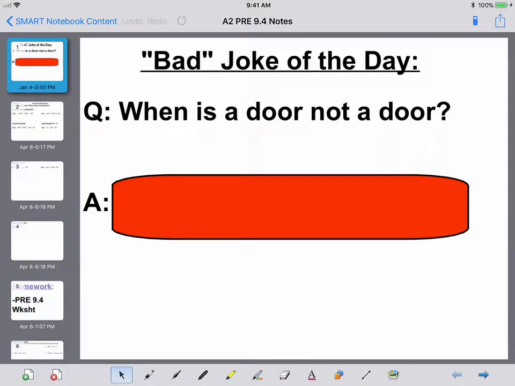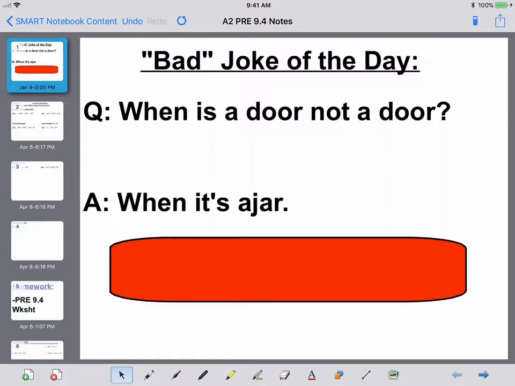Alright guys, welcome. This is Miss Scott and today we're going to start with our bad joke of the day before we get into some factoring. So, when is a door not a door? When it's a jar. Since it's not a door, it's a jar.